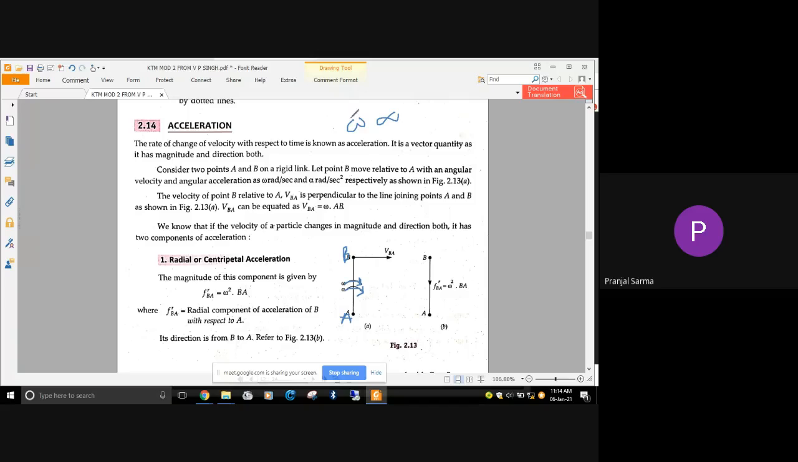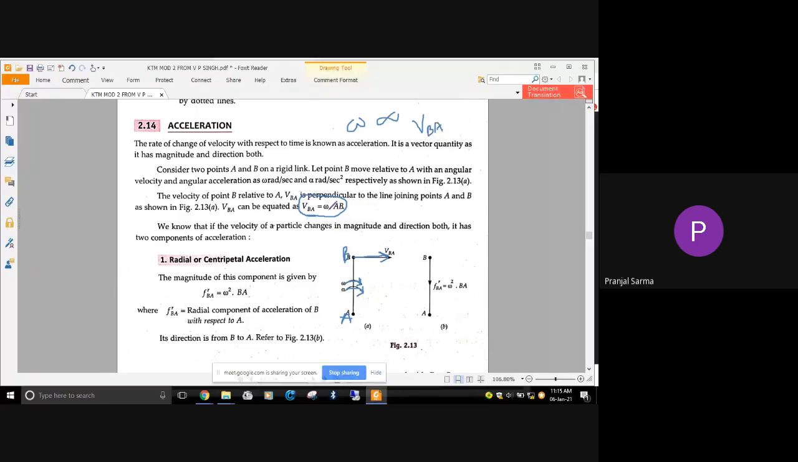For omega, the angular velocity, the unit is radian per second. For angular acceleration, it is radian per second square. Now the velocity of point B with respect to A, or the relative velocity of B with respect to A, we can write as V of BA. If you recall, this velocity is perpendicular to the link itself. We already know how to compute it: V equals omega into AB, just like V equals R omega. Here R becomes the link length.